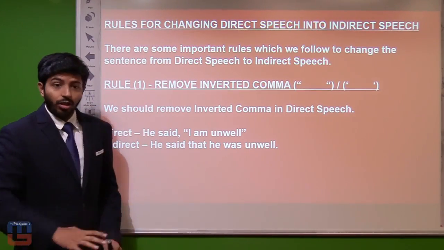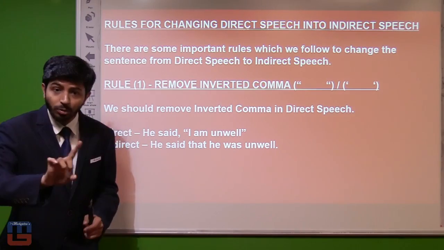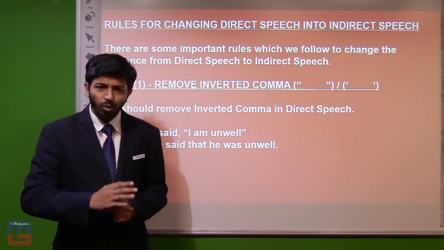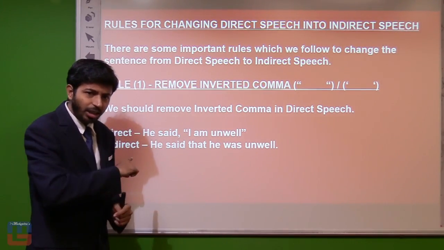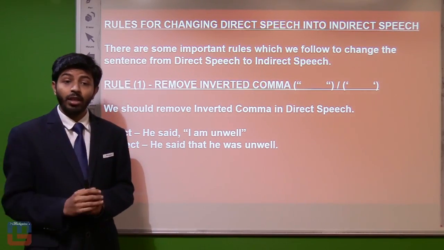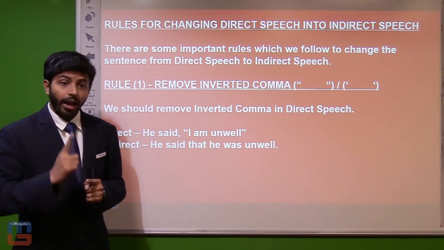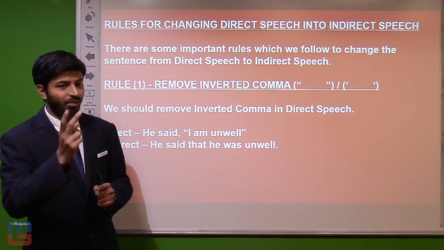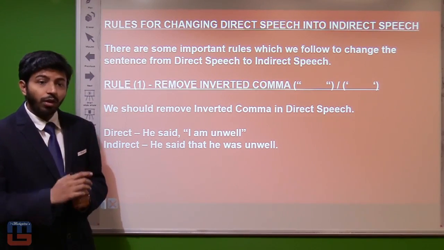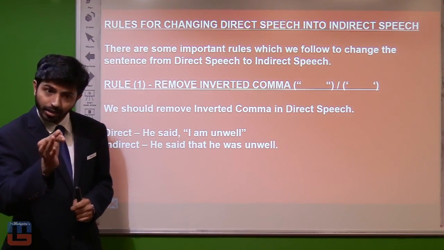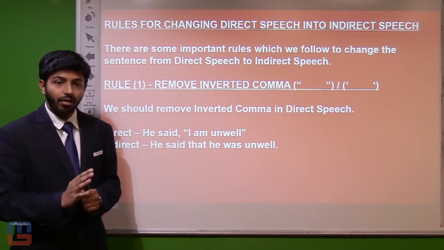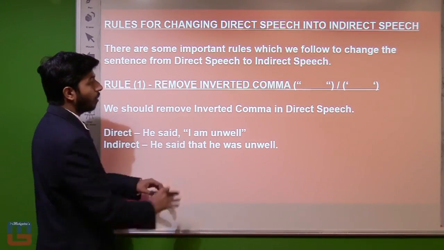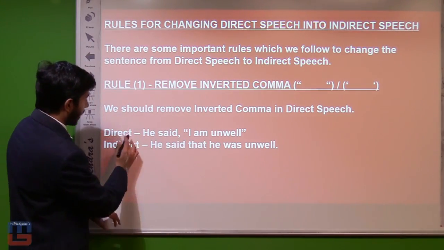Continue. Rules for changing direct speech into indirect speech. There are some important rules which we follow to change a sentence from direct speech to indirect speech. Rule number 1: remove inverted commas. Inverted commas are given either in double or single form. It doesn't matter. So first of all, we should remove inverted commas in direct speech when framing the sentence into indirect speech.